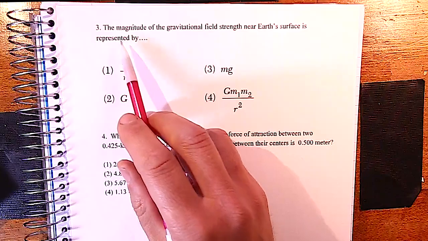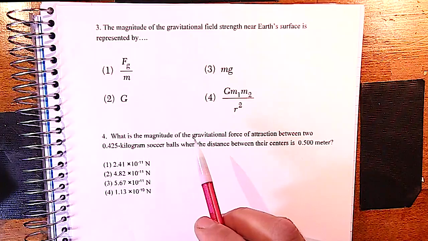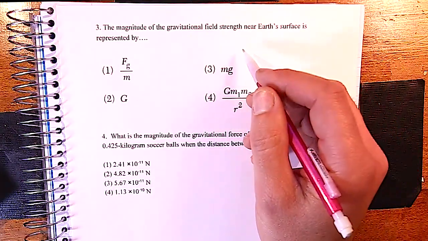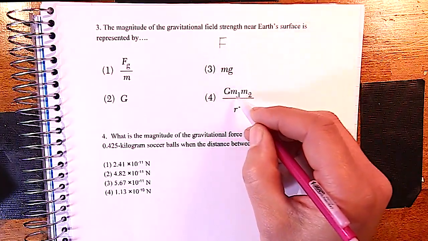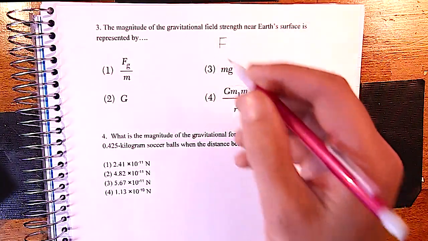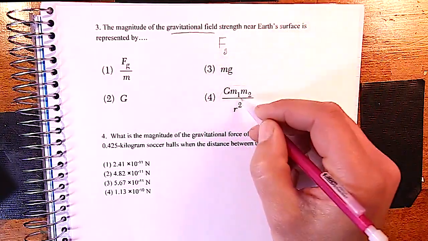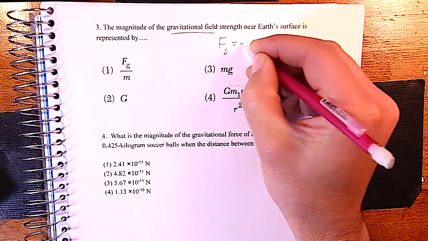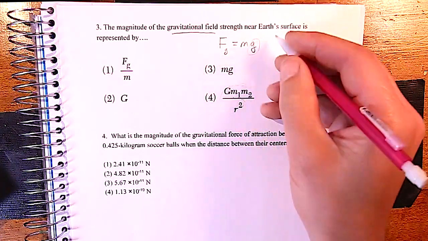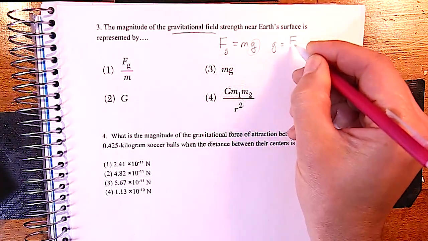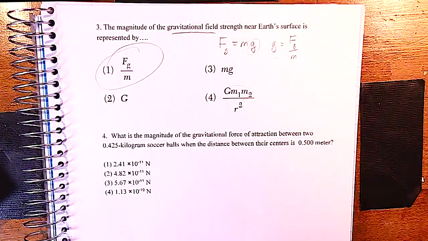Okay, the magnitude of the gravitational field near the Earth's surface is represented by which of these formulas? Now, if the question had said, what's the magnitude of the force, then we would say it's this answer right here. But the question said, what's the strength of the gravitational field? Well, we know that Fg is equal to this, but it's also equal to mg. So if we're looking for g, let's just divide through by the mass. We say g is equal to Fg over m. What's g equal to? Fg over m.